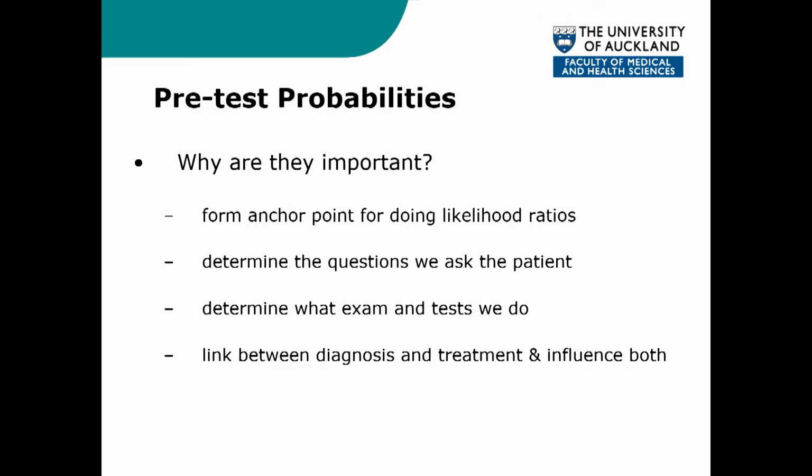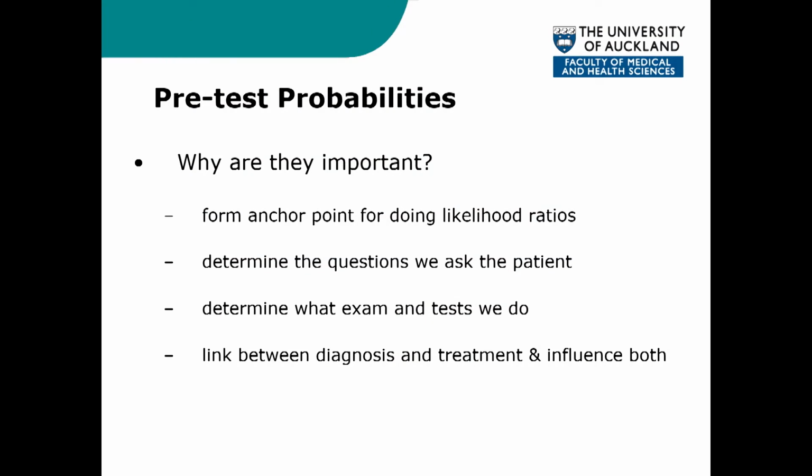So why are they important? Well, they form an anchor point for doing likelihood ratios, and they determine the questions we ask the patient. If there's a high likelihood of something, we're going to start asking questions around that until we get enough no answers to go on to something else. They determine what exam and tests we do. So if there's a high pre-test probability of something, then we will examine that organ system and then order appropriate tests. And then there's also understanding the link between the pre-test probabilities, diagnosis and treatment, and influence both.